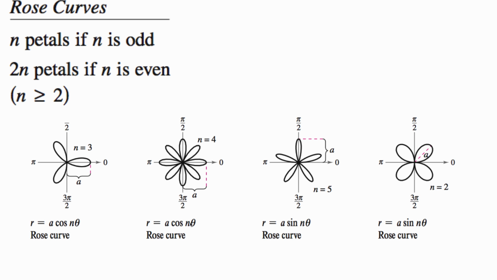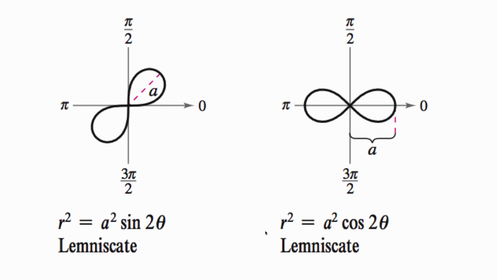Similarly, for a rose curve with even petals, when it's cosine, again, you see you have at least one of the petals, when it's even, there are 2, along the x-axis. While when you have a sine curve, we don't have that. It kind of curves this way. So you need to be very familiar with these forms. The other form you need to know is the lemniscates: r squared is a squared sine 2 theta, and r squared is a squared cosine 2 theta.